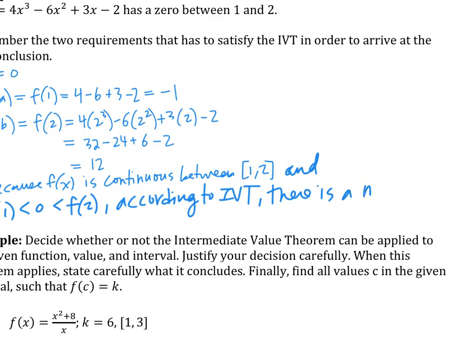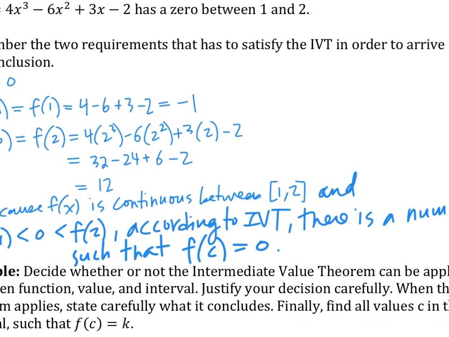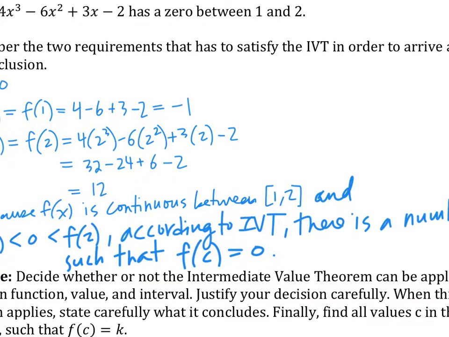a number c such that f of c equal to 0. Because f of x is continuous between 1 and 2. That's my interval. Second requirement. And f of 1 is less than 0, less than f of 2, meaning 0 is stuck in between. According to IVT, got to have that one.